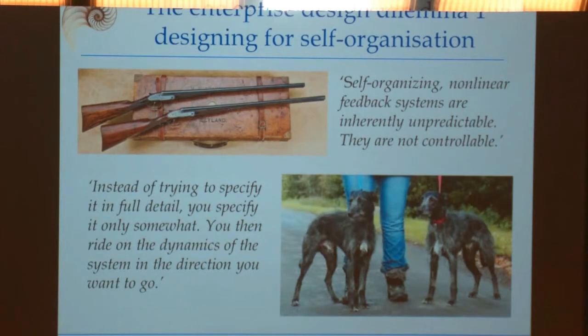So if you're not conscious of how that works, then you tend to end up with organizations that are not good at setting their own direction in the future. If you don't take that into account when you're designing the dog, you end up with a really, really stupid dog. If you don't take that into account when you're designing an enterprise, you end up with really, really stupid enterprises.